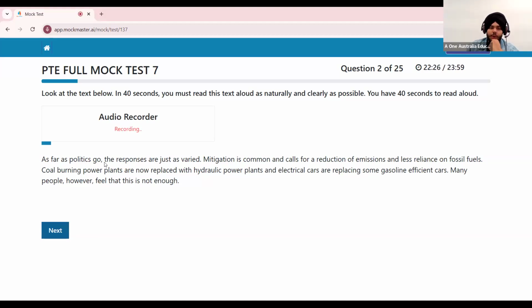As far as politics go, the responses are just as varied. Mitigation is common and calls for a reduction of emissions and less reliance on fossil fuels. Coal burning power plants are now replaced with hydraulic power plants, and electrical cars are replacing some gasoline efficient cars. Many people, however, feel that this is not enough.